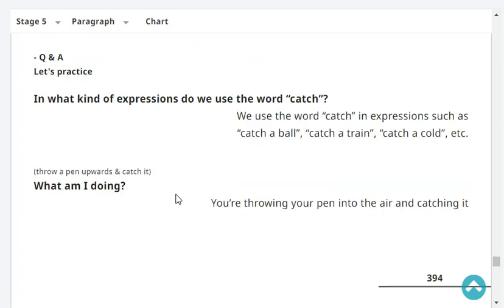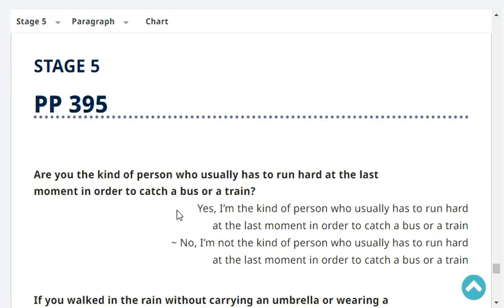Very good. Okay, what am I doing? You are throwing your pen into the air and catching it. Very good.